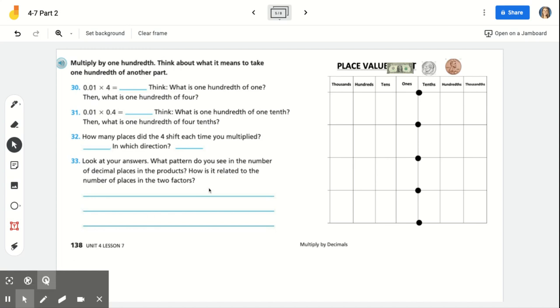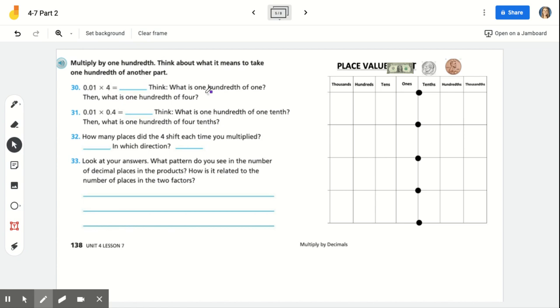Okay, and then moving down, we're going to be multiplying by 1 hundredth. It says, think about what it means to take 1 hundredth of another part. Number 30 is 1 hundredth times 4. First, we're going to think about money. What is 1 hundredth of 1? And then what is 1 hundredth of 4?